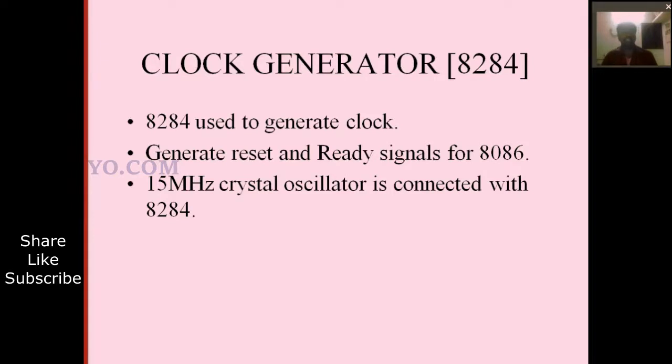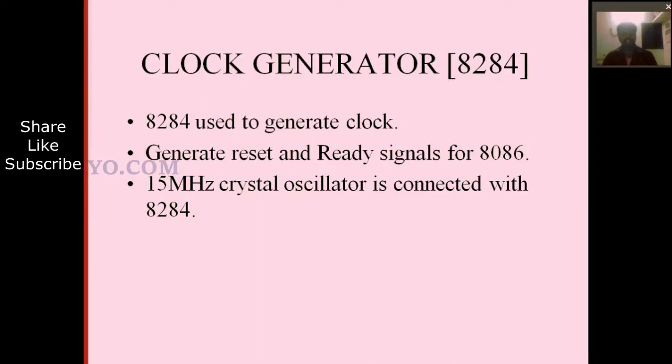Then the clock generator. What is the use of the clock generator? The clock generator generates clock pulses at the required frequency at which the microprocessor operates. The 8284 is a clock generator IC used to generate the clock pulses. A crystal oscillator is connected to the 8284 clock generator. This clock generator also generates the reset and ready signals for the 8086 microprocessor.